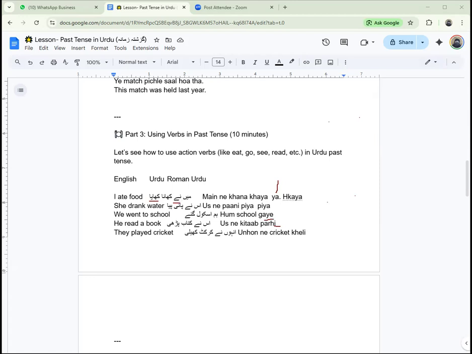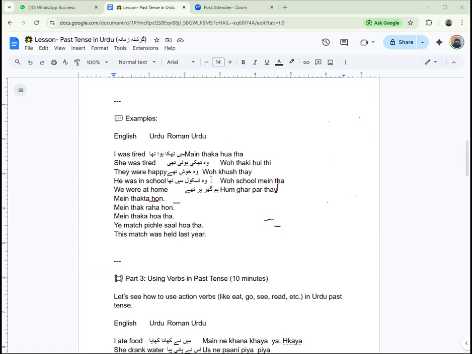But in the above example, we use the, thi. Here, वो थकी हुई थी. We have no action verb; थकी is not the action verb here. Or वो थका हुआ था. We use the word thaka, which ends on a, not ya. For example, उसने मुझे थकाया.